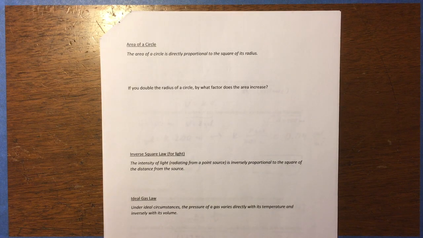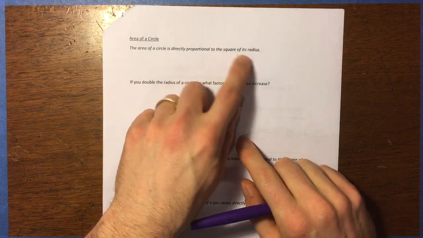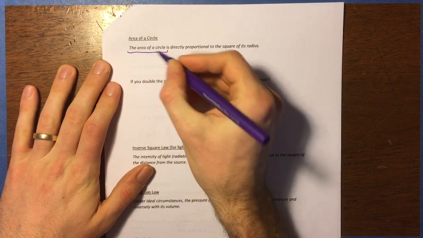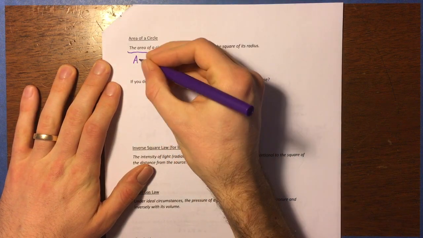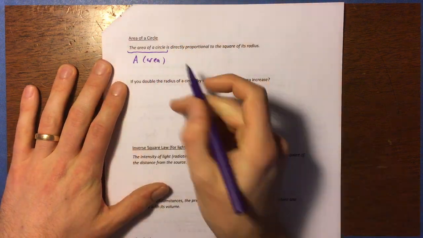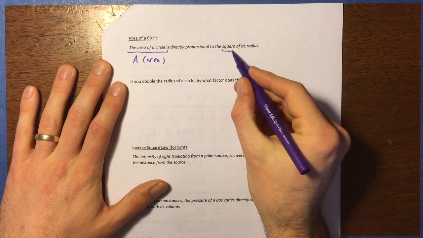Okay, the first example on the second page here is about the area of a circle. This says the area of a circle is directly proportional to the square of its radius. So area of a circle here, we're going to represent that by a capital A. That's area. Now it's directly proportional. Okay, that's just going to be a constant multiple. But then it says the square of its radius.